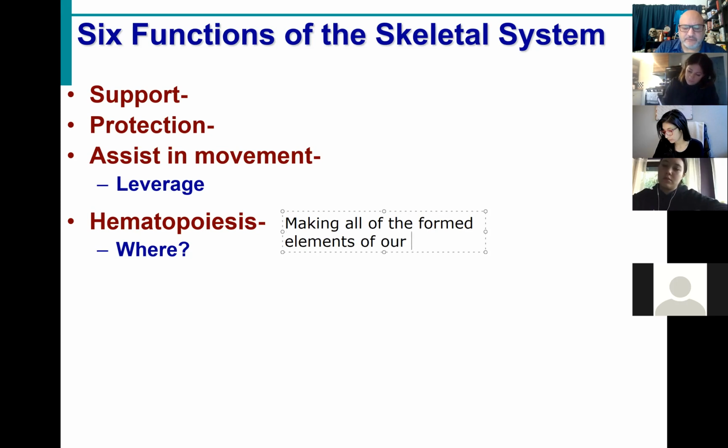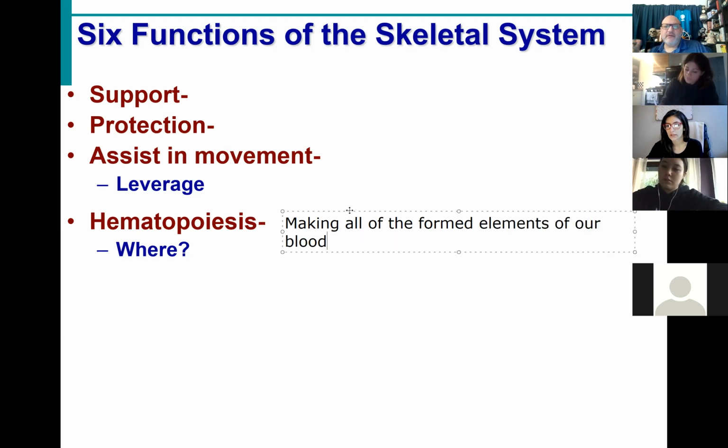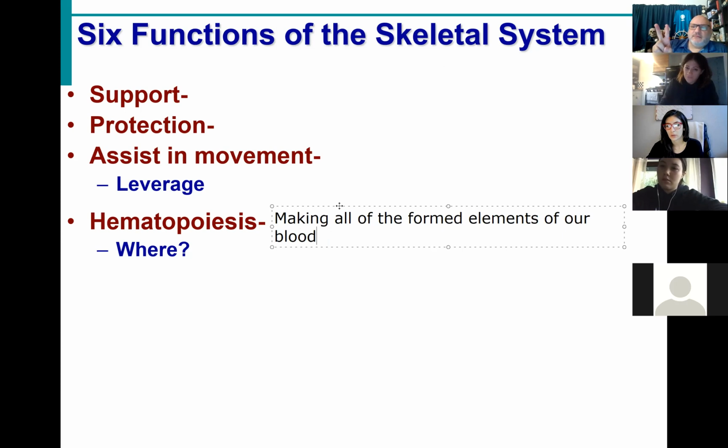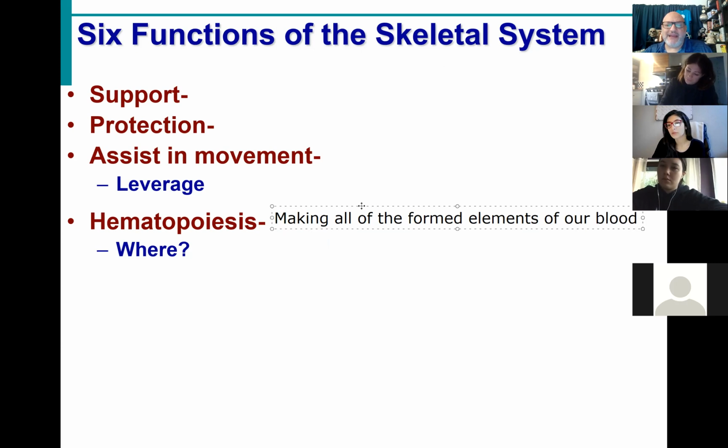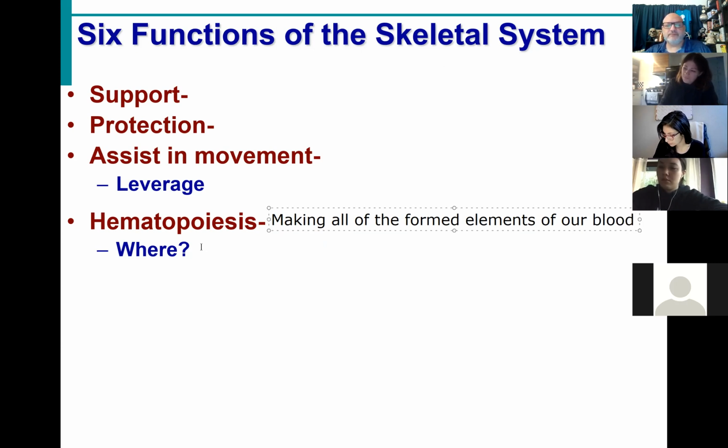of our blood. What were the 3 formed elements again of our blood? Is that the leukocytes, thrombocytes, and erythrocytes? Yeah, exactly. Absolutely. Or what we commonly call the red blood cells, the white blood cells, and the platelets. Right. So all of those cells are made where in our bones? Bone marrow. Although, can we be a little more specific?